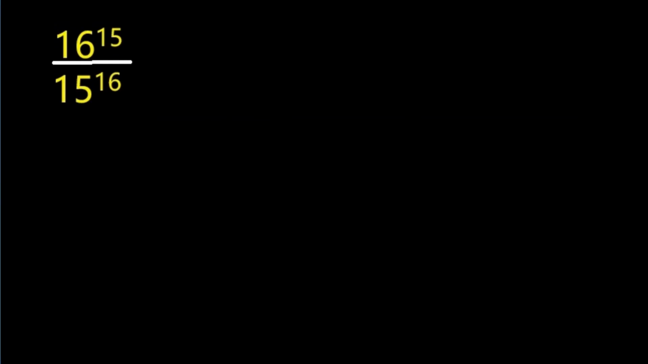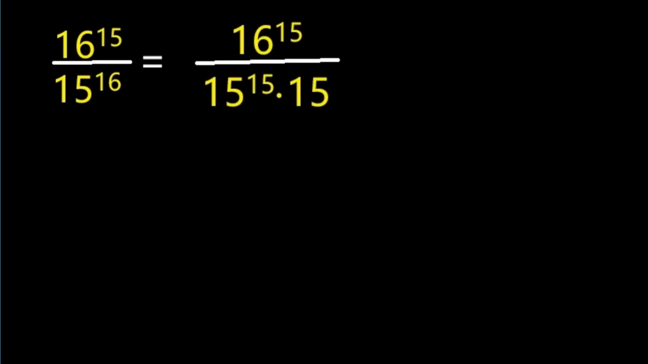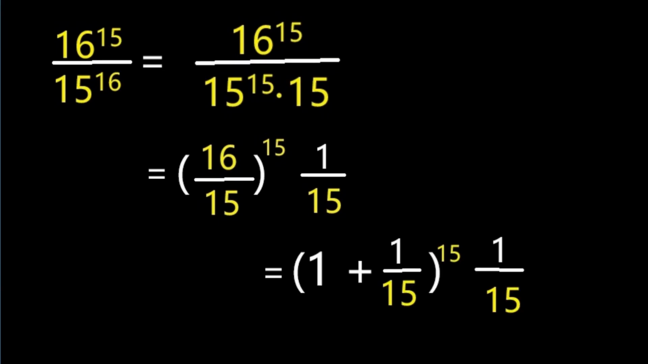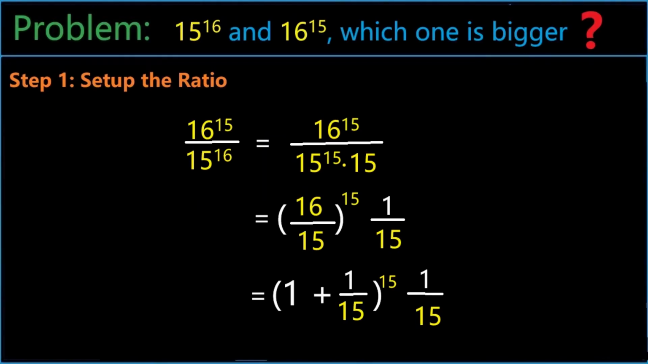Set up the comparison by forming the fraction. 16 to the 15th over 15 to the 16th. Rewrite the denominator as 15 to the 15th times 15. Now factor the powers. This becomes 16 over 15, all raised to the 15th power, times 1 over 15. And notice that 16 over 15 is just 1 plus 1/15. Now we're ready to estimate this, without a calculator.